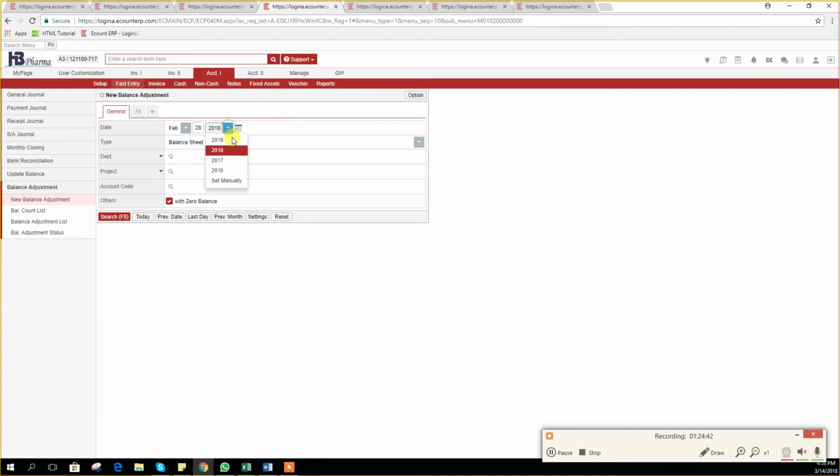So let's say you want to put 2015 here, right? Your financial year is 31st December, so your beginning month is January. So you're going to put the beginning balance inside your balance sheet.